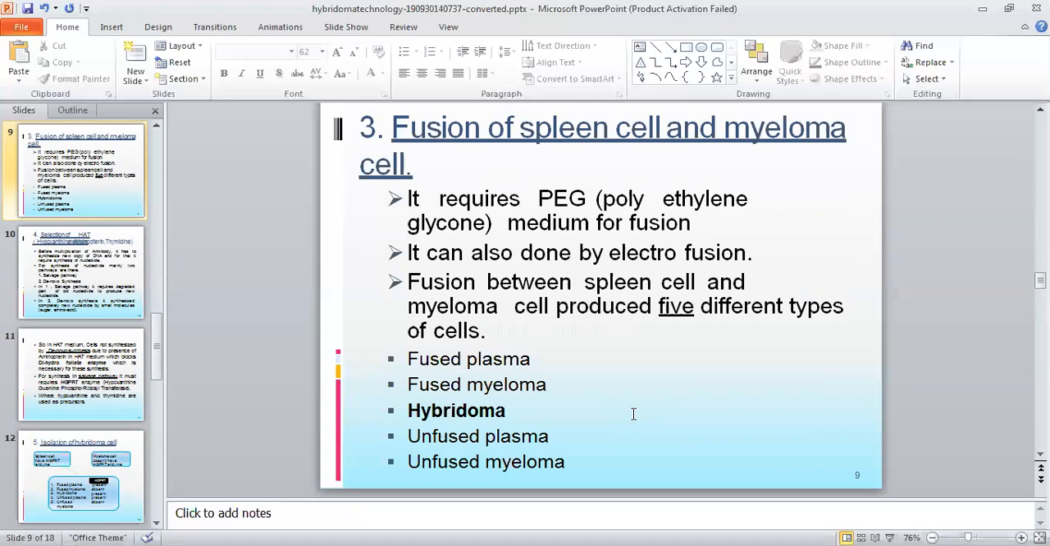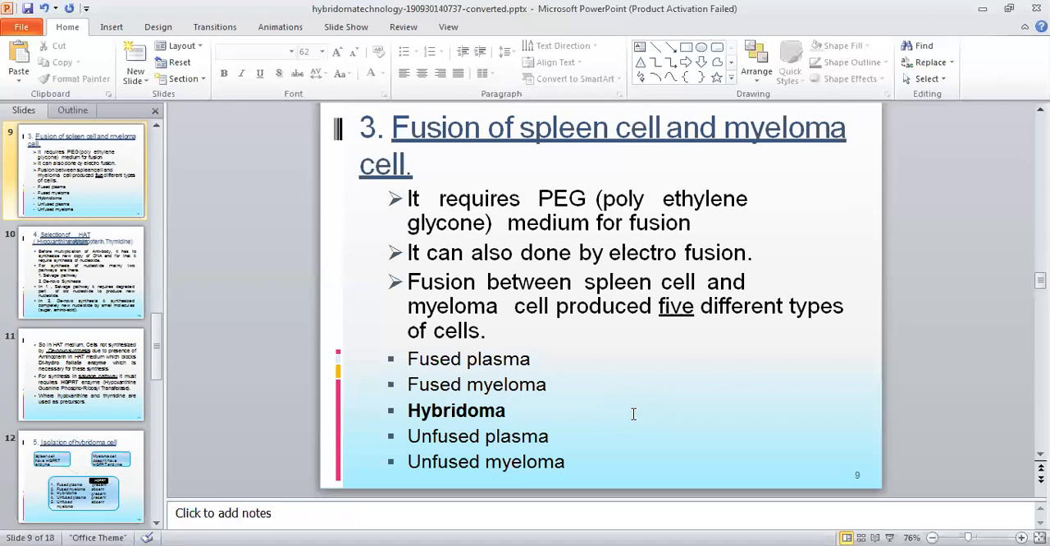In this step, the plasma cells, which are isolated from the immunized animal after the immunization process, and the myeloma cells are isolated. Both the cells are fused by a PEG media. PEG is a polyethylene glycol media. Another technique, that is electrofusion, an electroporation method, is also used for the fusion of this plasma and myeloma cell.